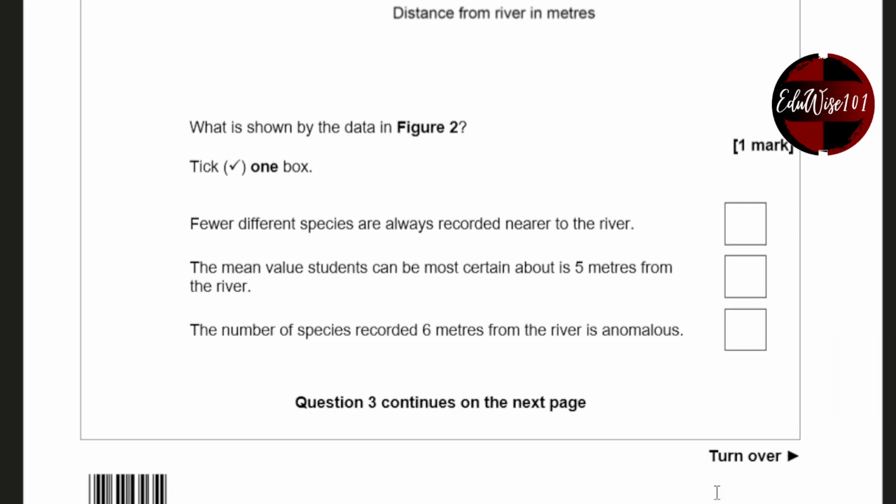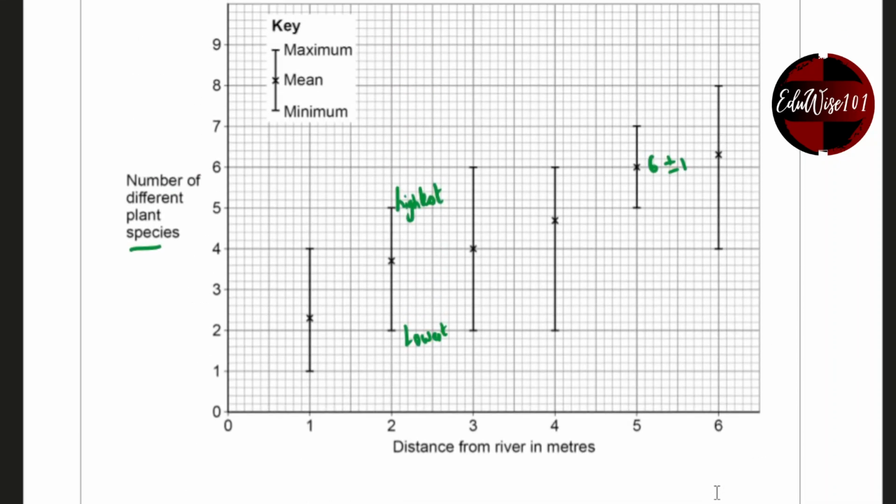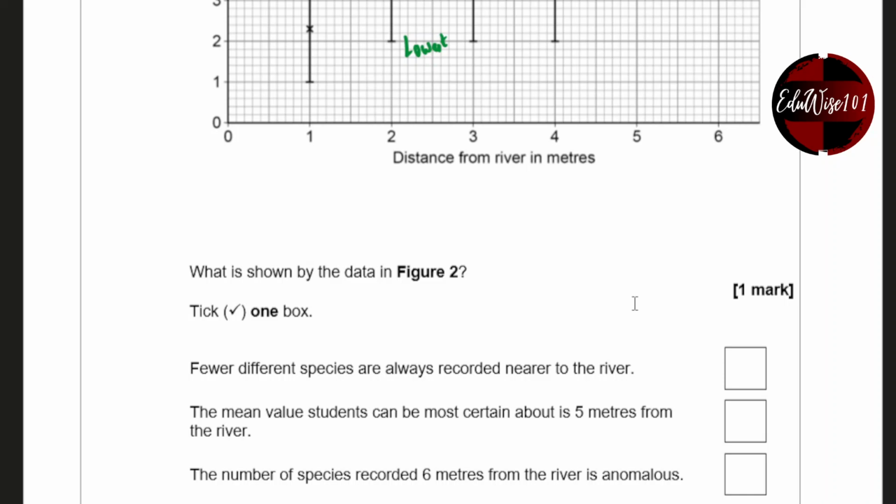The mean value students can be more certain about is 5 meters from the river. That is true because at 5 meters here, the mean value is right in the middle. So maximum it is either plus or minus 1. So that's not a big change in the mean value from the values that you're getting. So the error bar is actually the shortest. That's what they actually mean. So that's correct.